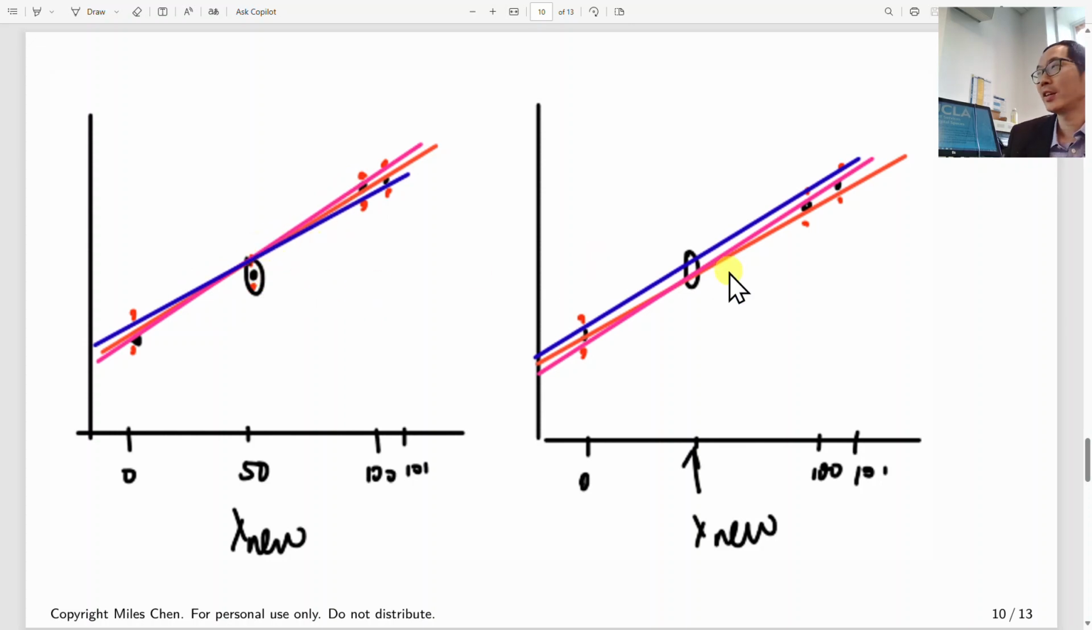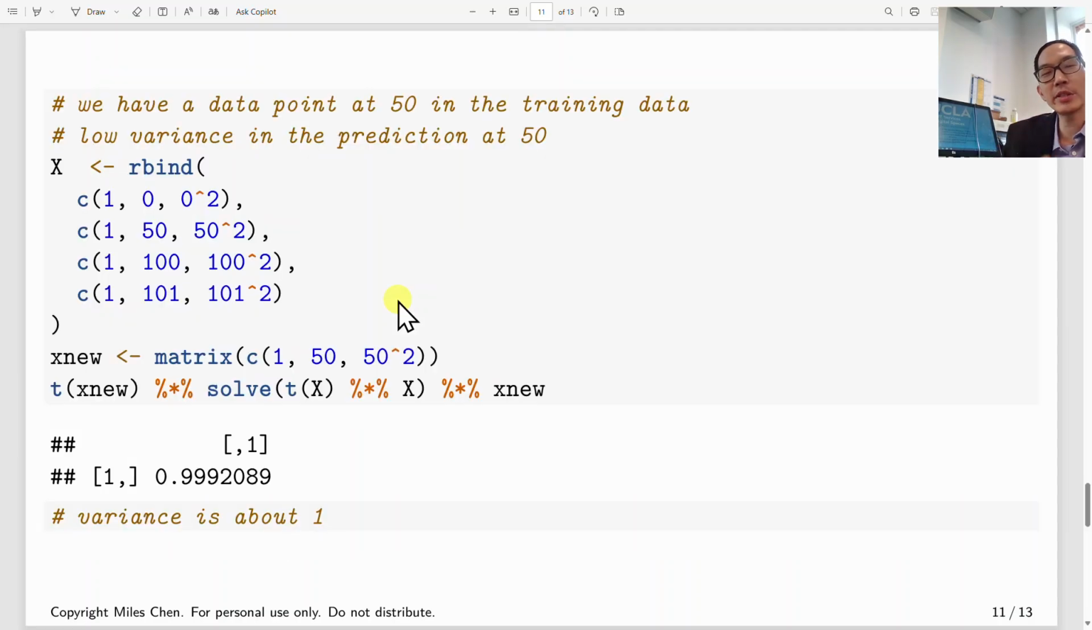Okay. But here's the neat thing. If I have a different model, okay, so this is like I'm just fitting straight lines. If I have a different model where I decide, you know what, let's have a quadratic model here, okay? A quadratic. So now I have a column of ones for my intercept, a column for my linear term, and a column for my quadratic term. So basically, I'm going to have x is 0, and then 0 squared, and then 50 and 50 squared, 100 and 100 squared, 101 and 101 squared, okay?